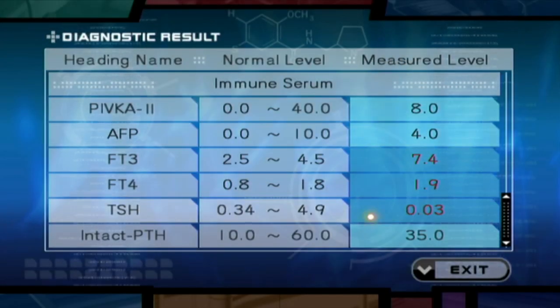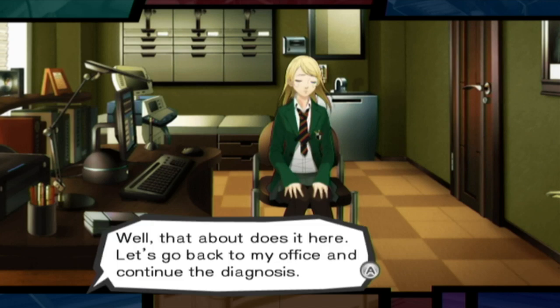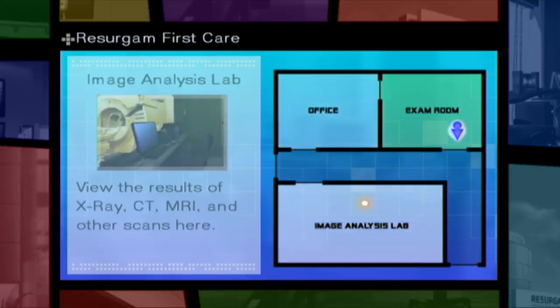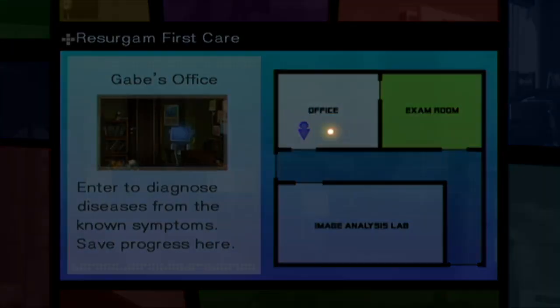Well, that's all the ones we could find. Well, that about does it here. Let's go back to my office and continue the diagnosis. Though we should have everything we need at this point to finish this off.